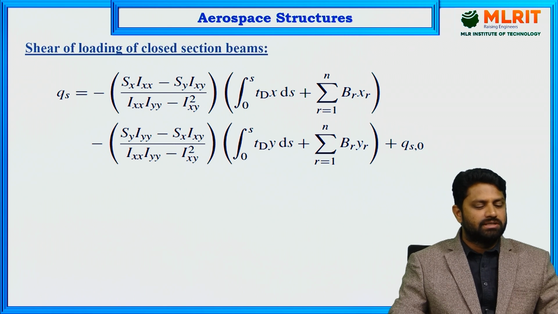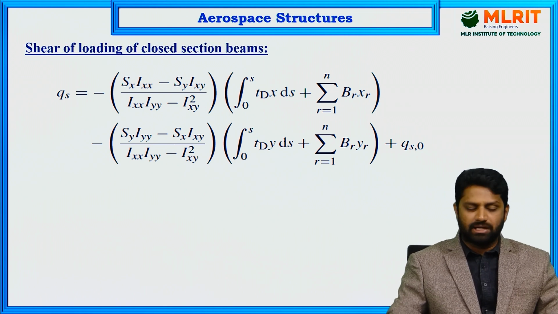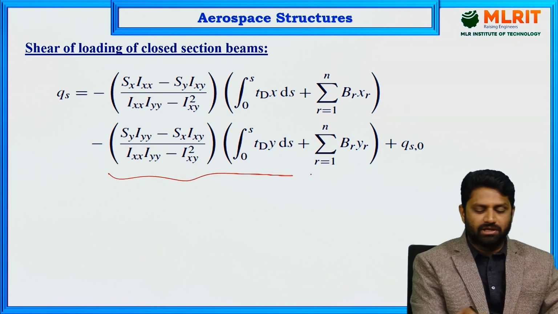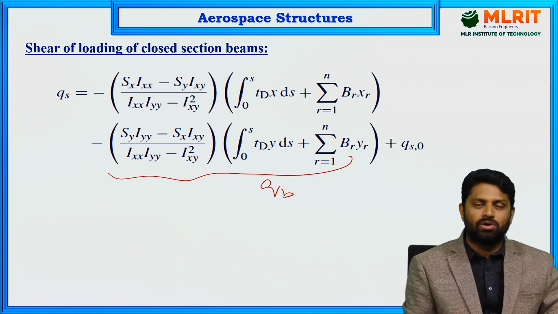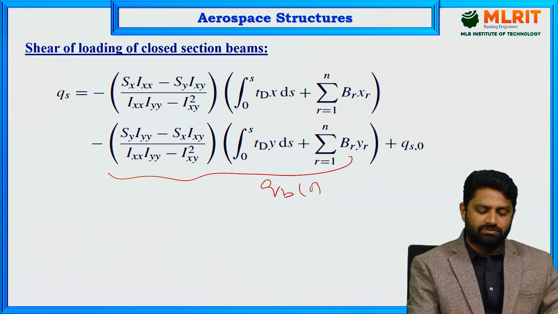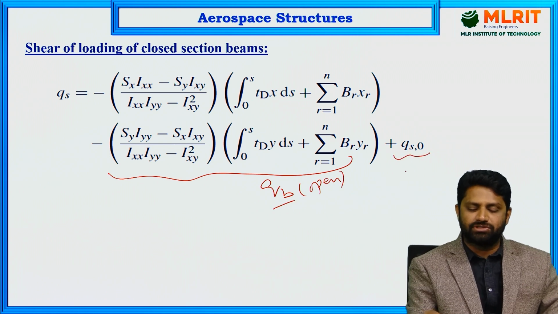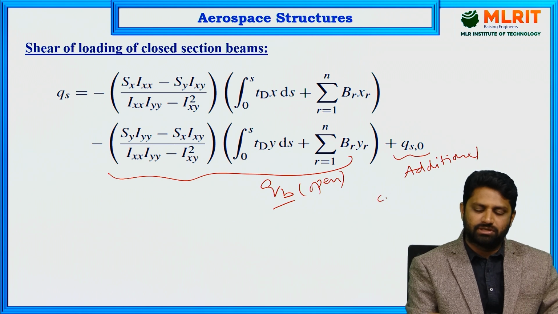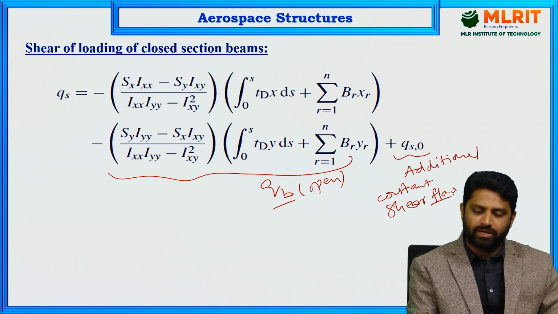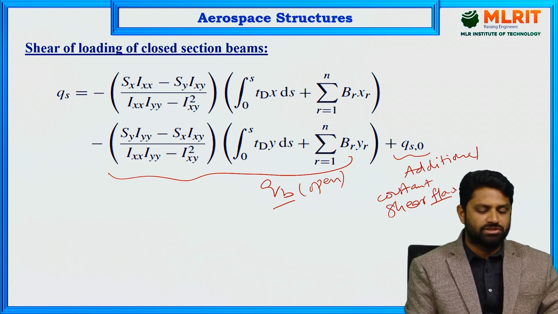This is the formula we are going to use. As we discussed in the previous session, this part is the formula for open section beams, which we represent by QB, and this is the additional constant shear flow. QS naught is the additional constant shear flow, and that will be added to the open section shear flow. So now this is the closed section shear flow problem.